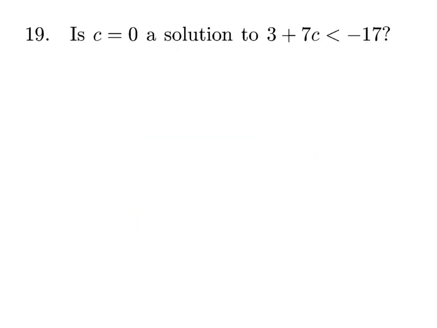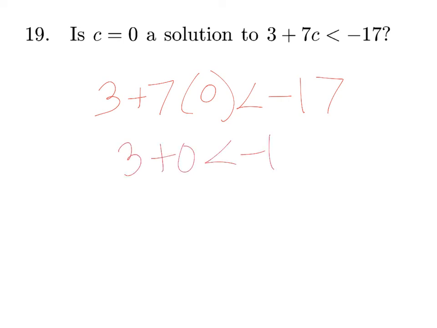All right, is C equal to 0 a solution to 3 plus 7C less than negative 17? Is it a solution? Well, plug it in and see if it works out to be true or not. I get 3 plus 0 is less than negative 17. 3 is less than negative 17. Is that true? No, it's not. So the answer to 19 is C equals 0 is not a solution.